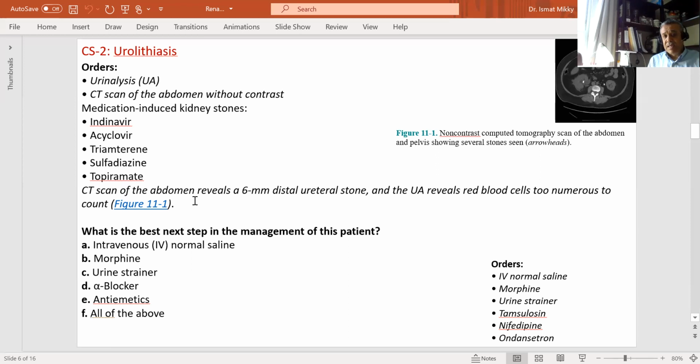So in general, stones less than 5 millimeters will pass spontaneously through the urethra. Stones larger than 8 millimeters will not pass spontaneously.